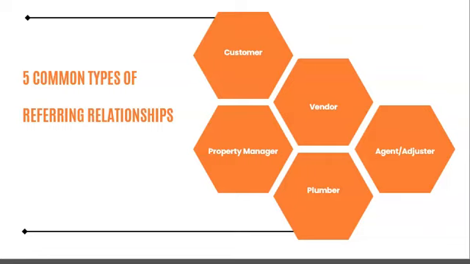Whether you are creating relationships in Proven Jobs or Proven CRM, every type of organization or contact can be added to a job as a referring type. Some of the more common relationships are your customers, vendors, property managers, agent adjusters, and plumbers.